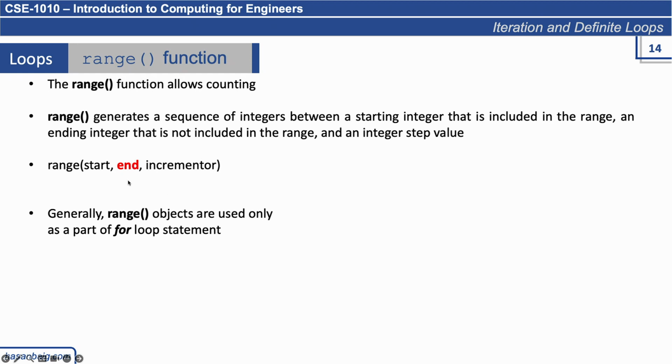The reason why you see the end value in red is because this is the required parameter. So in order to use the range function, if we specify only one value, it is treated as an end value. It will be more clear with the examples. They are most frequently used with for loops. It's a sequence type like lists and tuples, but it is immutable as well. And generally, range objects are only used as a part of the for loop statement.